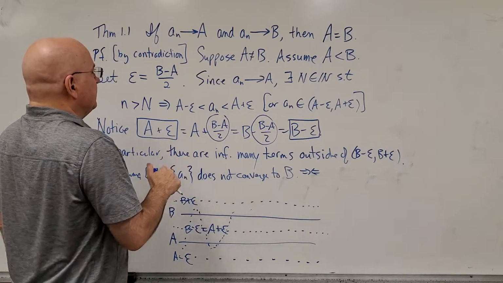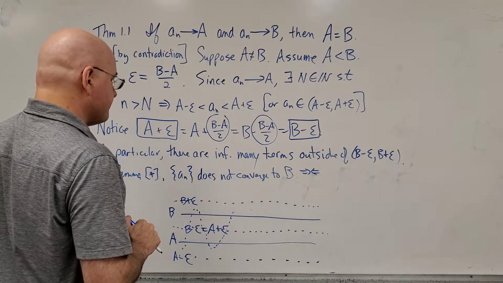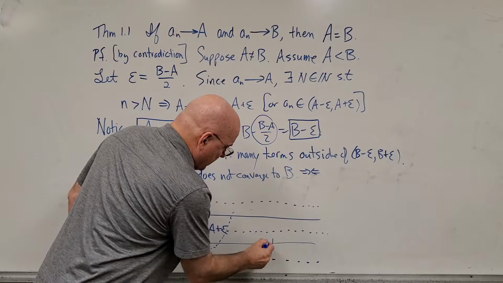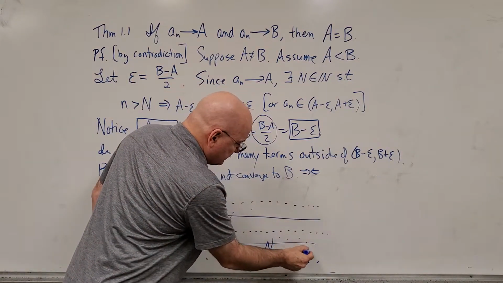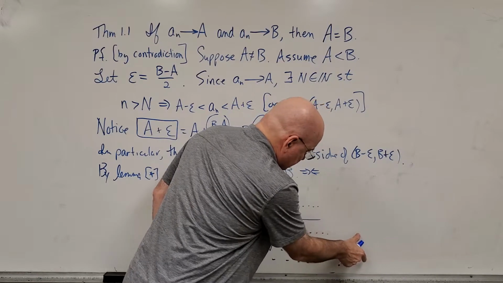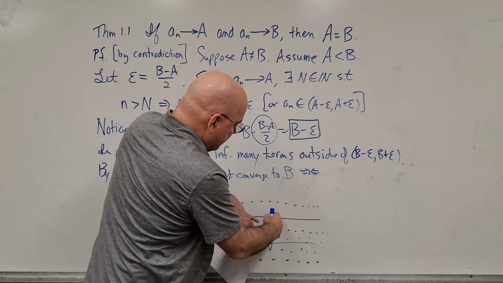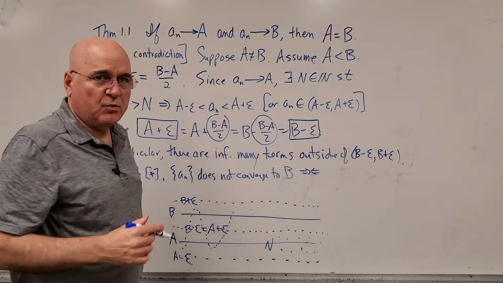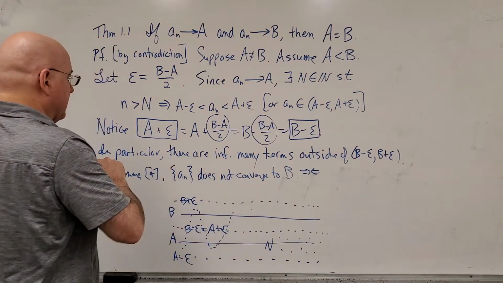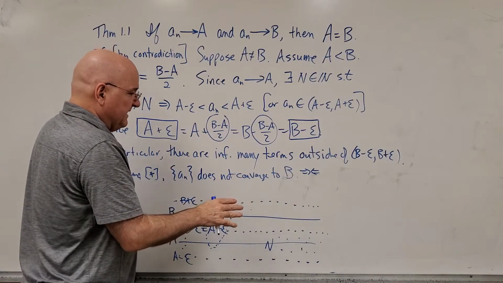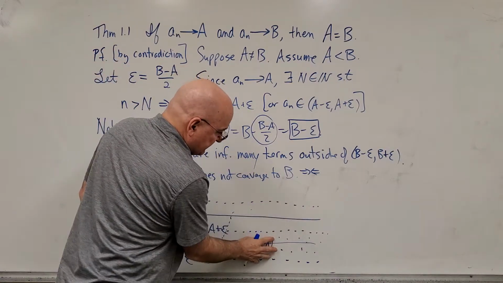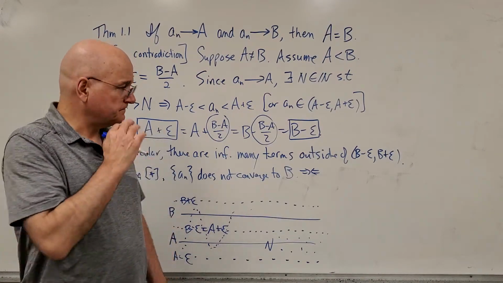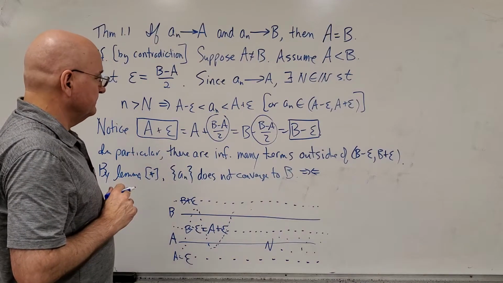All right, well, since it converges to A, from some point forward, from some capital N on, all of the terms of the sequence are in this tube around A, which means there is nothing in the tube around B. And remember, by the lemma earlier, there are infinitely many terms outside of the tube around B because they're in this tube. And therefore, that sequence cannot converge to B. That's the end of the proof.